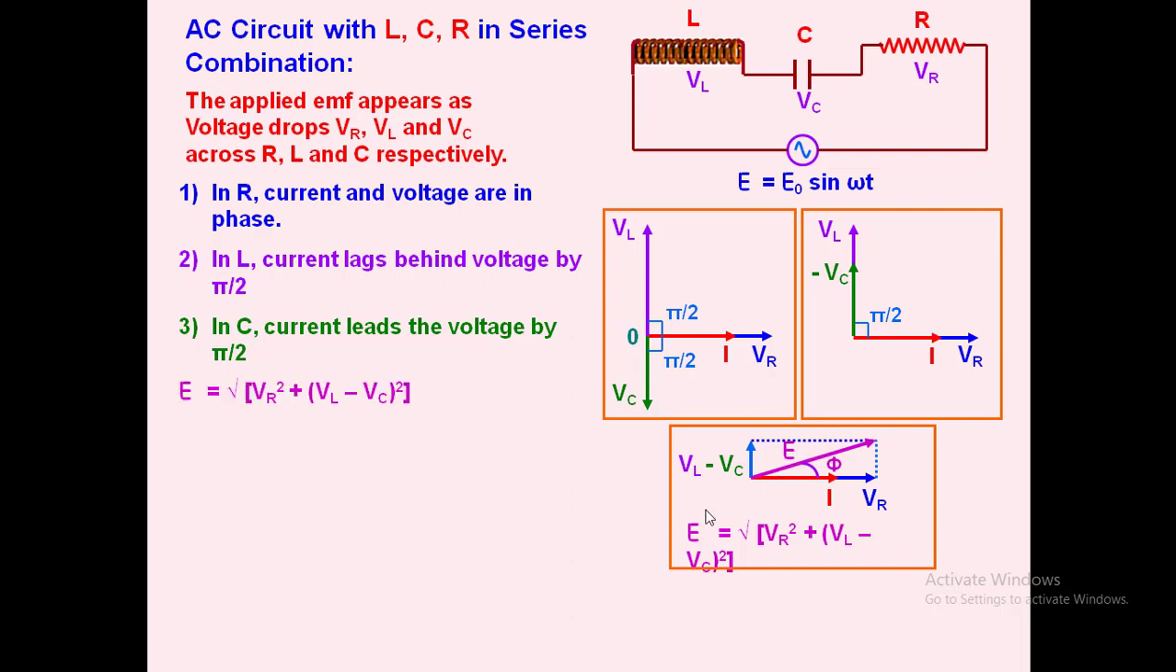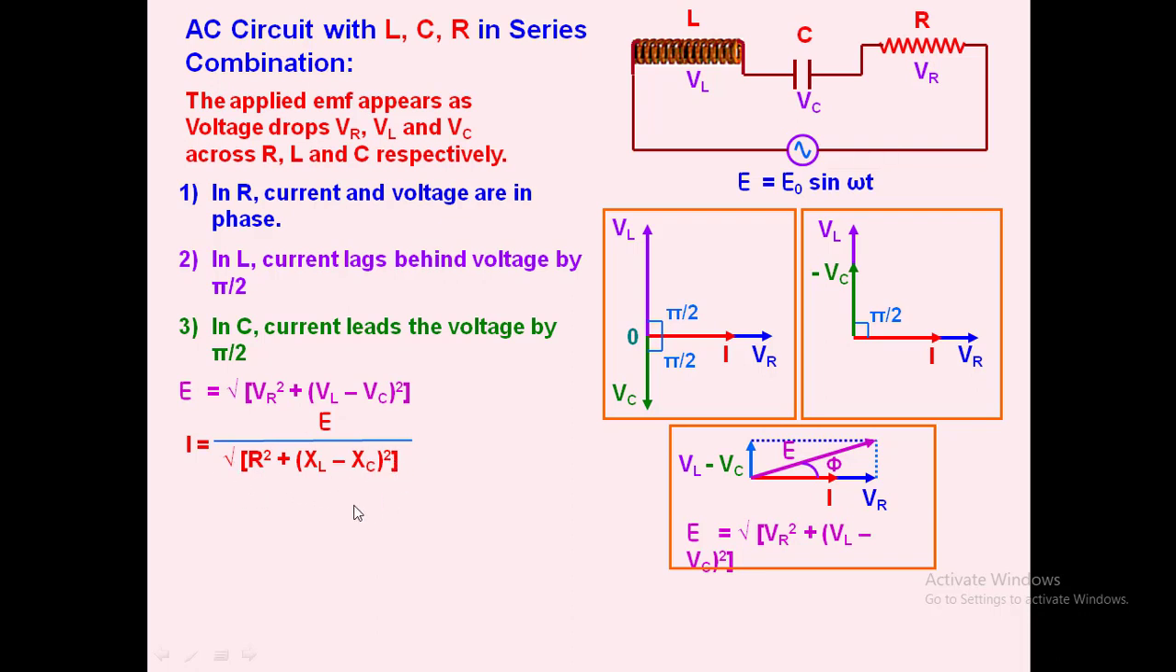That is the resultant EMF for the LCR combination. Now if you want to calculate the current, what is the expression for current? I equal to E by Z. So E by root over R square plus XL minus XC whole square.